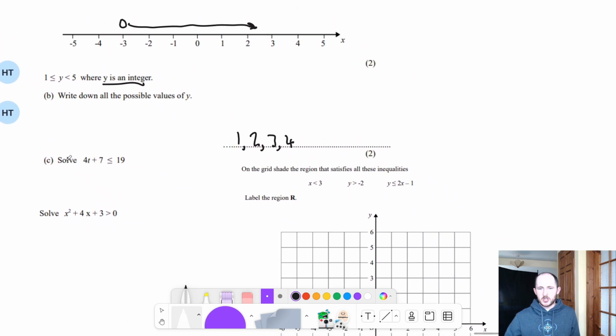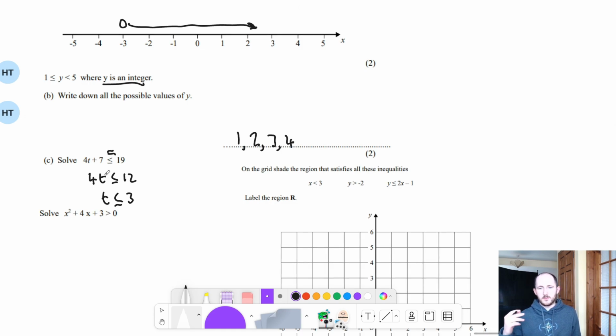And then lastly, it says solve this. So minus 7 from both sides. So sometimes, in fact a lot of the time, I'll come across students that panic when they see this because the symbol's different. Here's what I do. I make it an equal sign. Just ignore it, right? It doesn't actually change anything, really. You're doing the same thing. Subtract 7 from both sides, then divide by 4, which gives you t is less than or equal to 3.